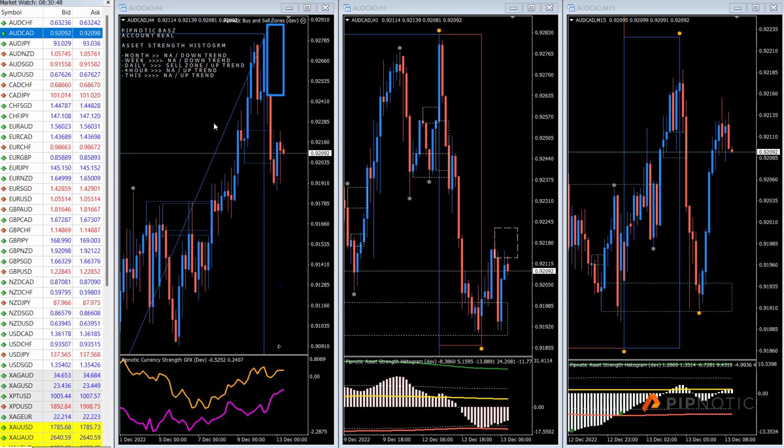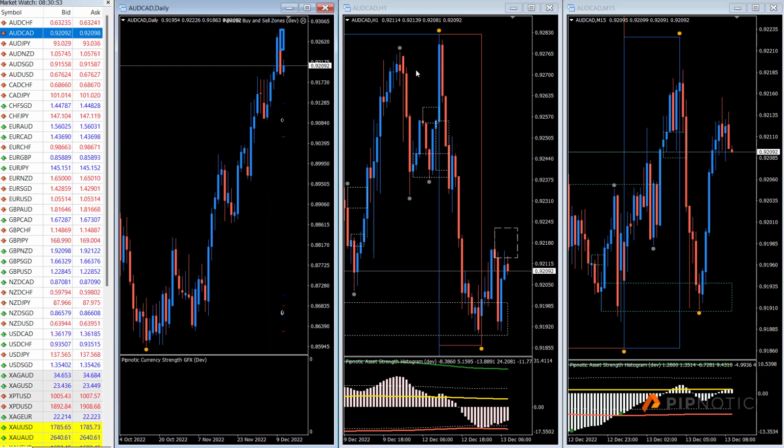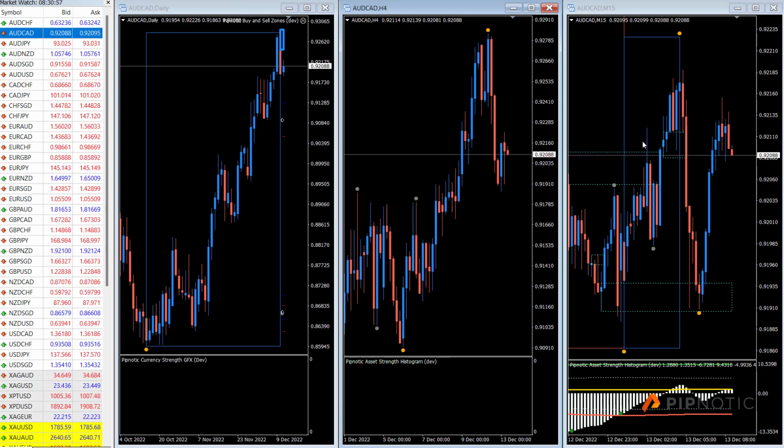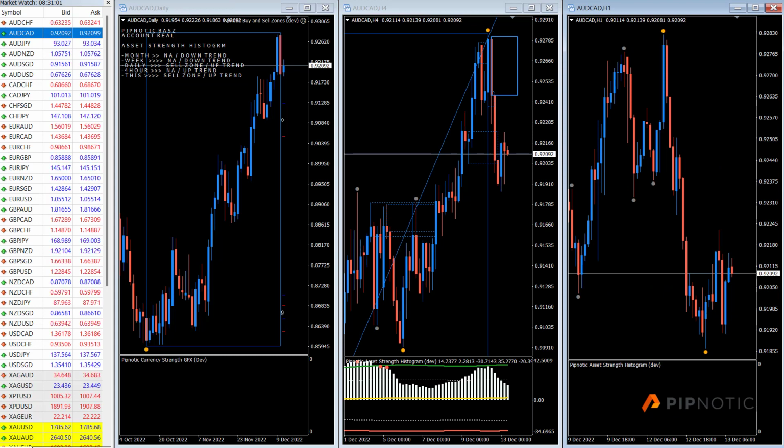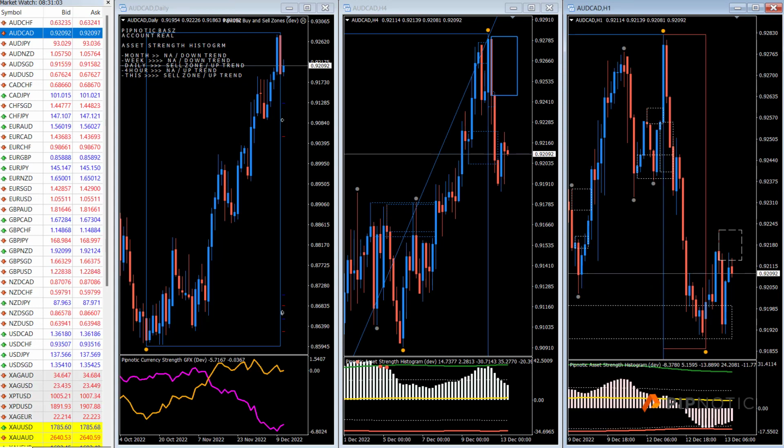So normally, I have my daily chart here to the left. In the middle I have my 4-hour chart. And on the right, I have my hourly chart. And this gives me just a really nice overview over what's going on for a specific asset. But you don't have to stay on these time frames. You can do whatever you like.